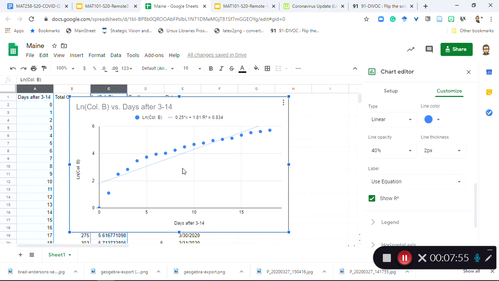And so what this is telling me is that the best fit line for this has a slope of 0.25 and an r squared of 0.834. That means this data is linearly correlated. It's a pretty good bet it's linearly correlated. And this 0.25, let me go back to the slides and show you how we calculate a growth factor with that.